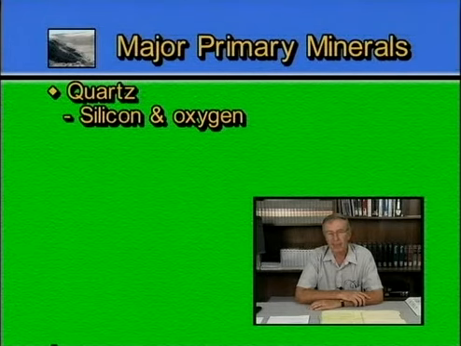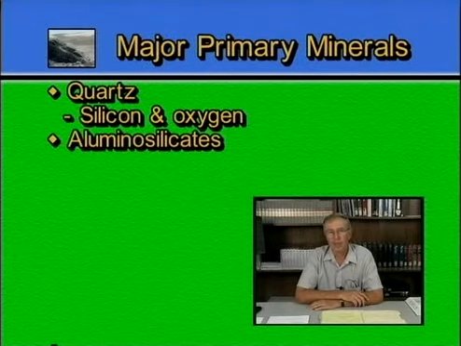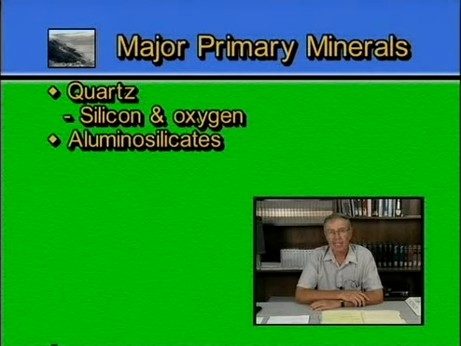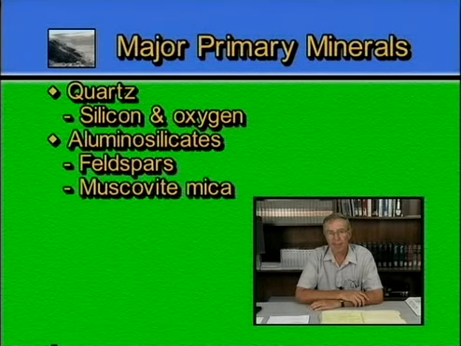The second type or major group of primary minerals are called the aluminosilicates. Well, the term alumino comes from, of course, the cation aluminum. So these types of primary minerals have appreciable amounts of aluminum in addition to silicon and oxygen. Examples of a couple of subgroups within this aluminosilicate type of mineral would be the feldspars and muscovite mica. These first two types that I've mentioned, the quartz and the aluminosilicates, are the major type of primary mineral found in granite types of rock formations.